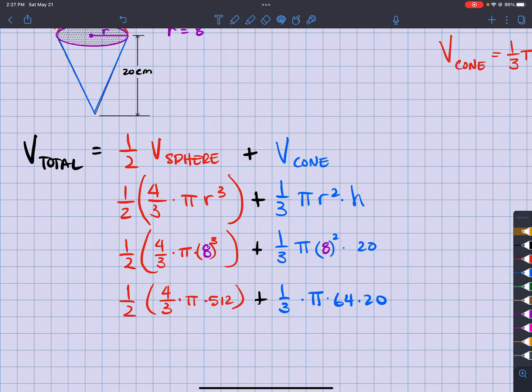So essentially I need to multiply the 1/2 times the 4/3 times the 512, because there's nothing to distribute here. This is a monomial, so it's just a single term. So I'm not really distributing, I'm just multiplying. So I need to do 512 times 4/3 times 1/2.